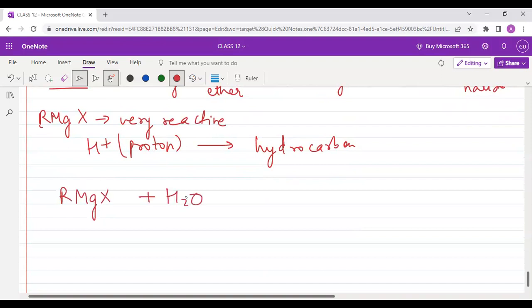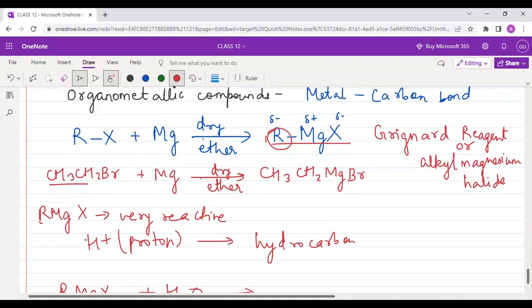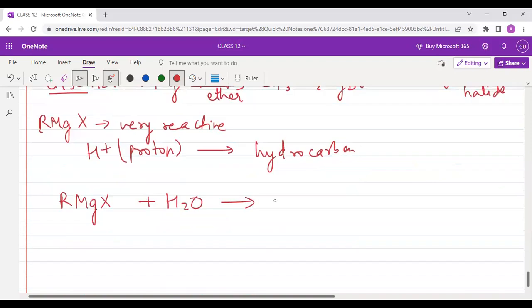And you know that water is H plus and OH minus, right? Yes. So proton is present in water. So what will it do? R minus, I told you that R has negative charge. So R minus will combine with H plus and form RH. So RH is your hydrocarbon. And along with it Mg, and from H2O, OH will be left, and X.